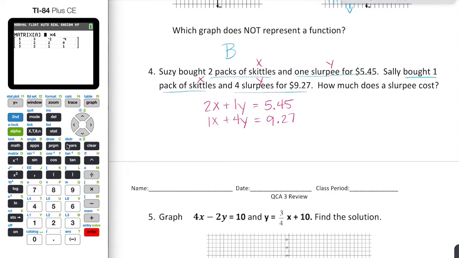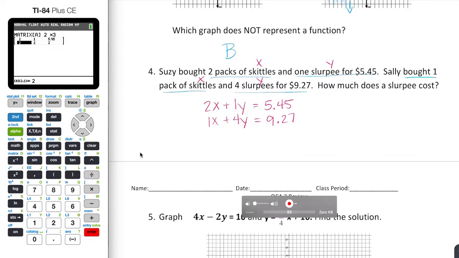So remember, it is how many down by how many across. Since we have two equations, that means we're going to have 2 down, and then we have 1, 2, 3 numbers to input across. So a 2 by 3 matrix, and then we are going to change these numbers to our numbers over here. So our first number is going to match that first number, the 2x. So we're going to have 2, and then we have 1y, and then we have 5.45.